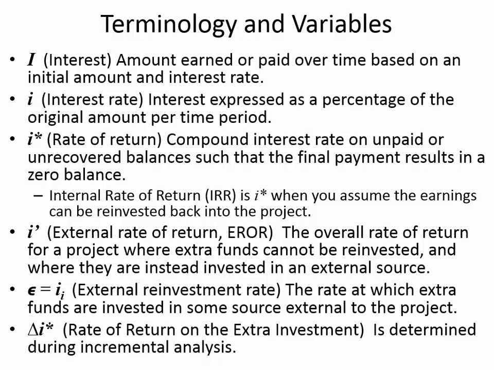But then let's say that when you're doing C versus B, when you do the analysis, the delta I star is only 8%. So if your MAR is 10, that tells you that the extra amount isn't justified. So you reject this one and you keep B. And so then the next time when you're looking at option D, now we're going to be comparing D versus B, because B was our previous favorite. It's the last one that we said yes to.